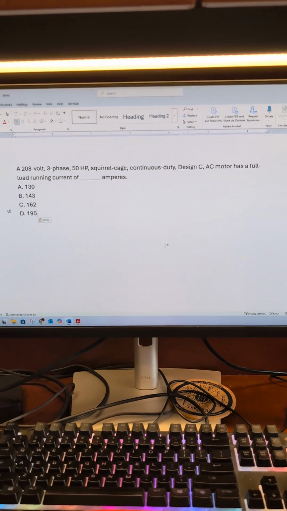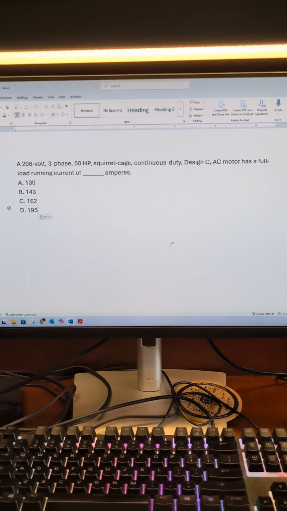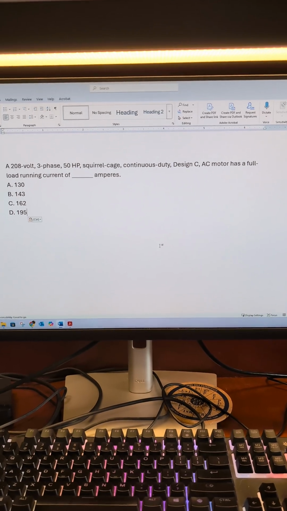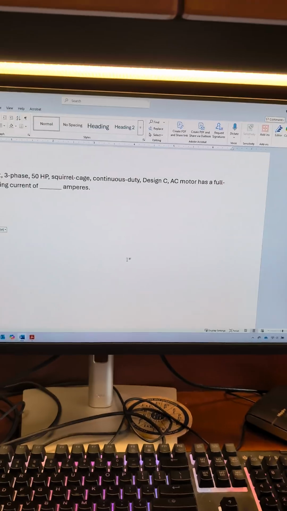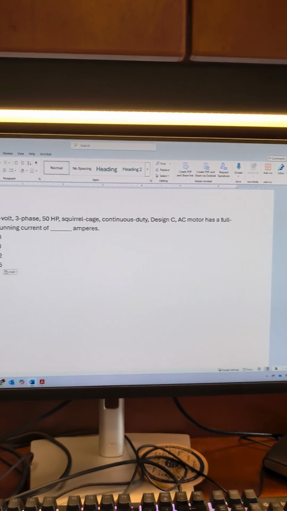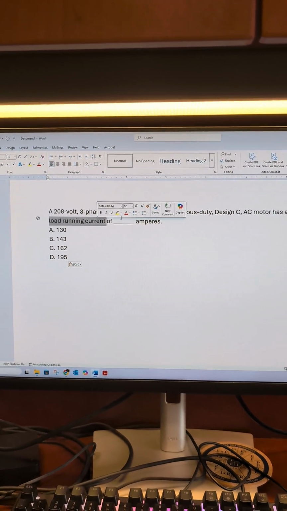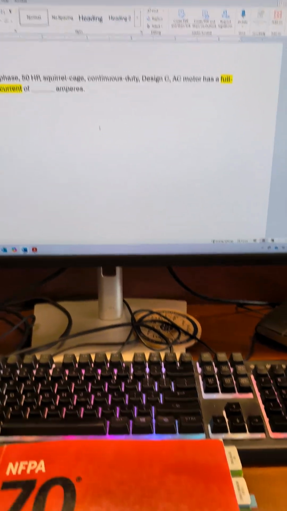So there's a lot with this motor. We know it's 208 volt. We know it's three phase. We know it's 50 horsepower. We know it's a squirrel cage. We know it's continuous duty. We know it's a design C motor. That's a lot. But all it's really asking for is the last part: it has a full load running current of what? So that is what we're going to be looking for.